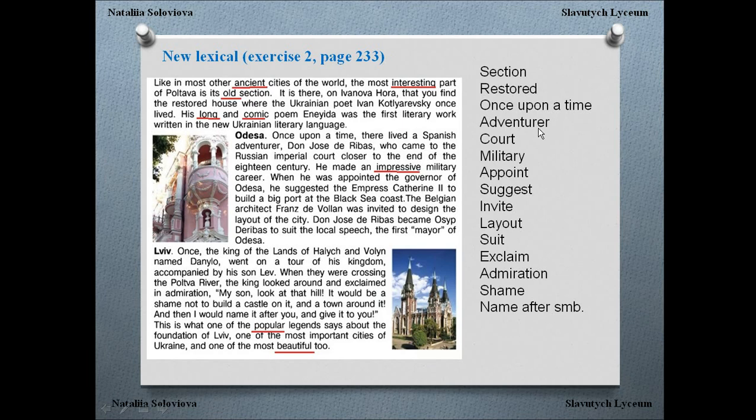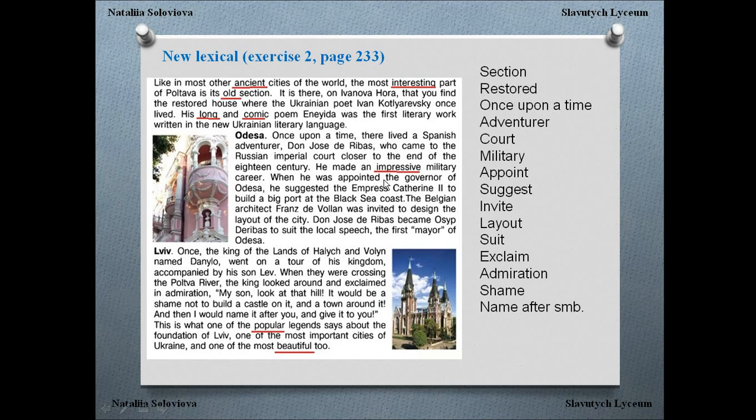Adventurer. We have studied almost the same word: adventure books, книги про пригоди. Adventurer is a person who likes adventures. It's a risky person. Це людина ризикована, з авантюристичними, скажімо так, рисами характеру. Court has different translations. You remember court as суд. And here we have the Russian imperial court, двір Російської імперії. Military, військовий. Military career.